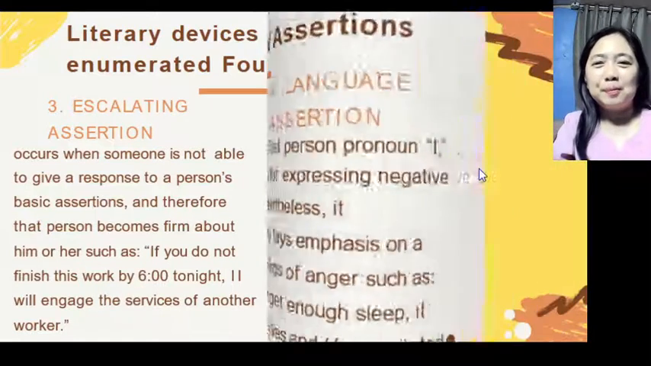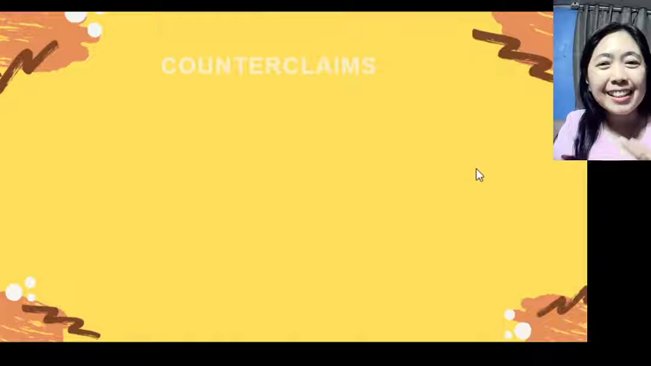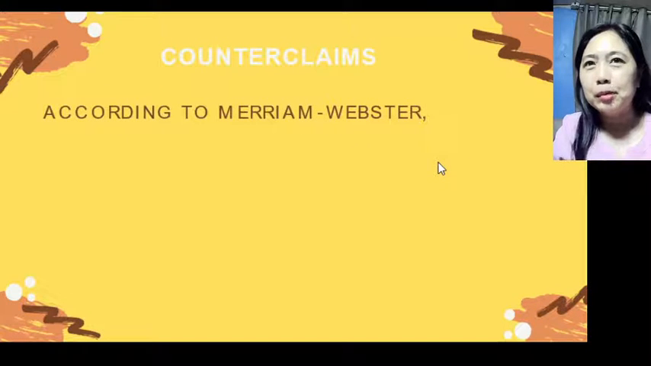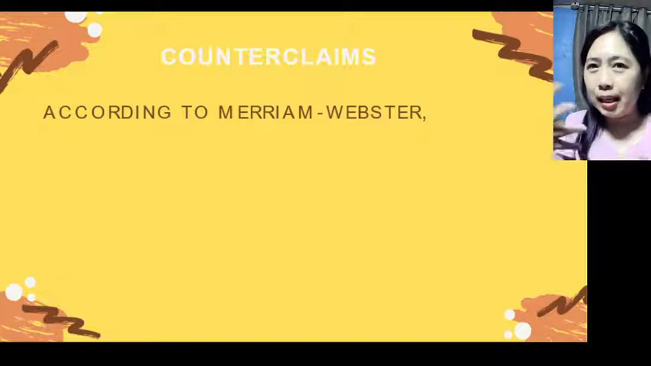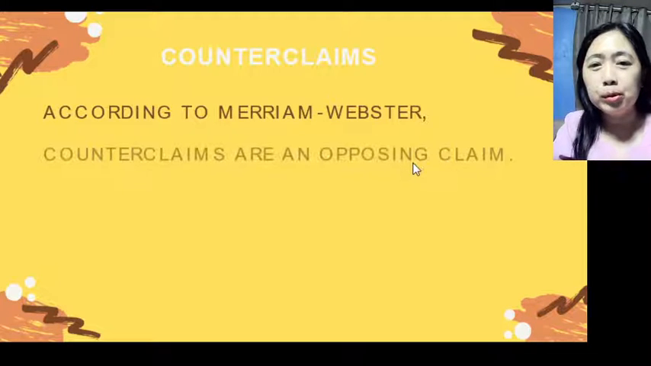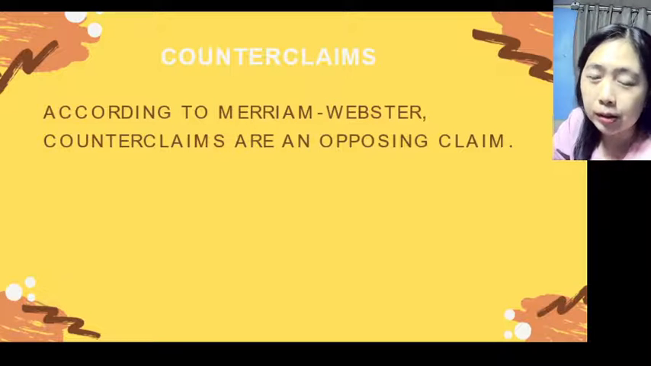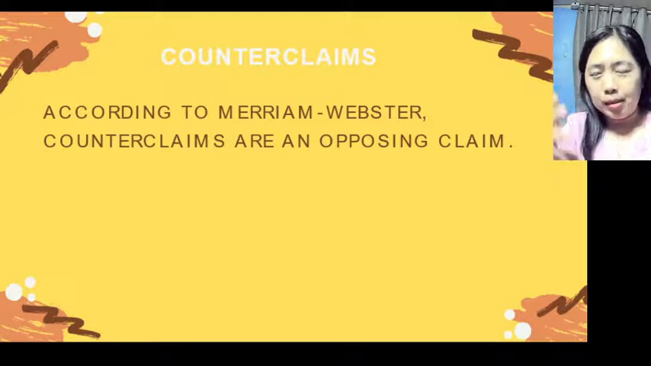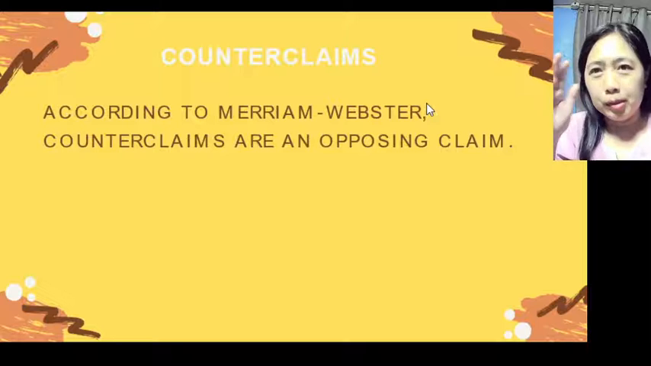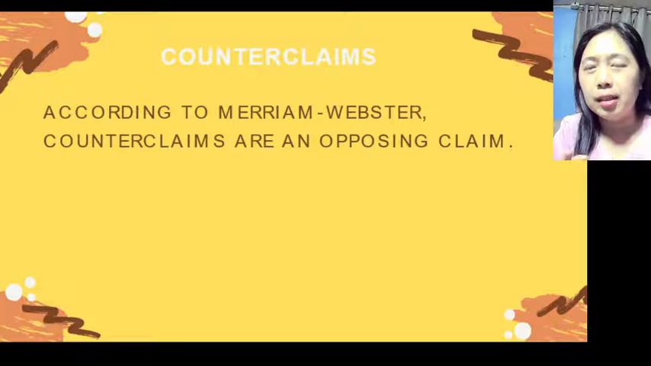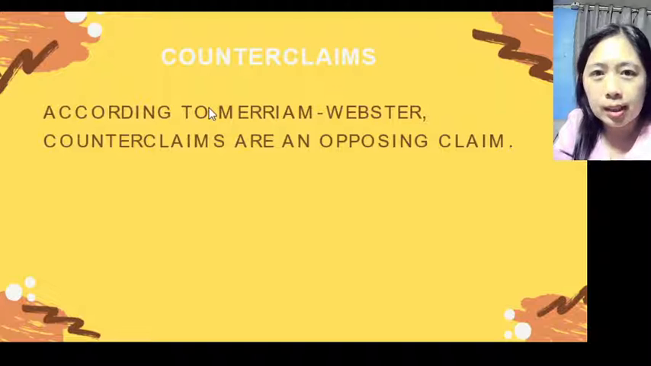Language assertion. Okay, so here, counterclaims. So the types of claims that we discussed, the claim, is something that is proven to be true, with evidence, or a moral statement. Okay, it is similar to our assertion earlier. The counterclaim, from the word counter, contradicts it.